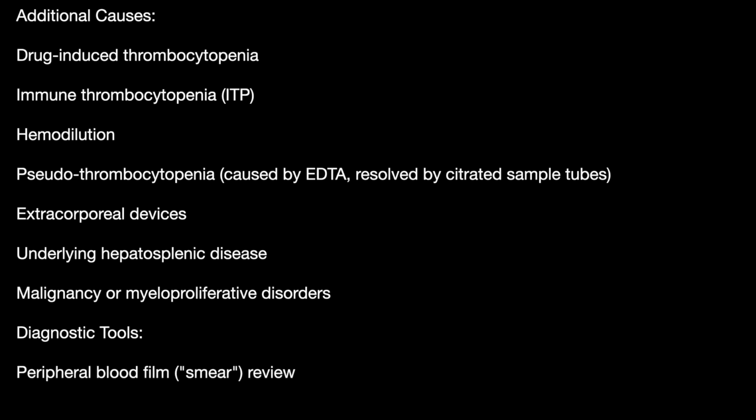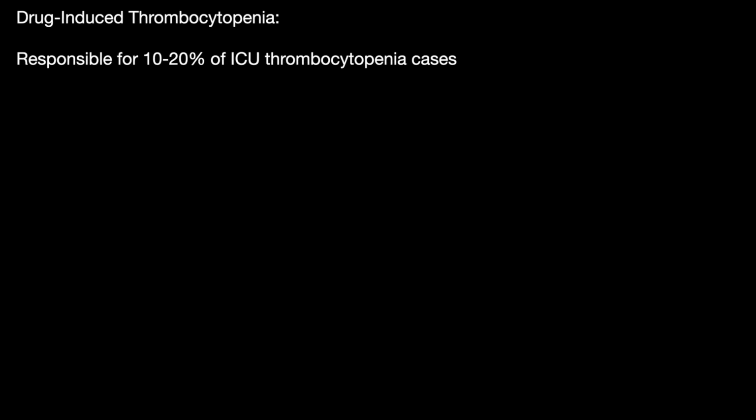One of the most common things that we do is go for a peripheral smear, which gives us a lot of information. And if things still don't get resolved or we cannot figure out the probable cause, we can go for a bone marrow aspiration as well. Drug-induced thrombocytopenia is a totally different entity. It is responsible for around 10 to 20%.